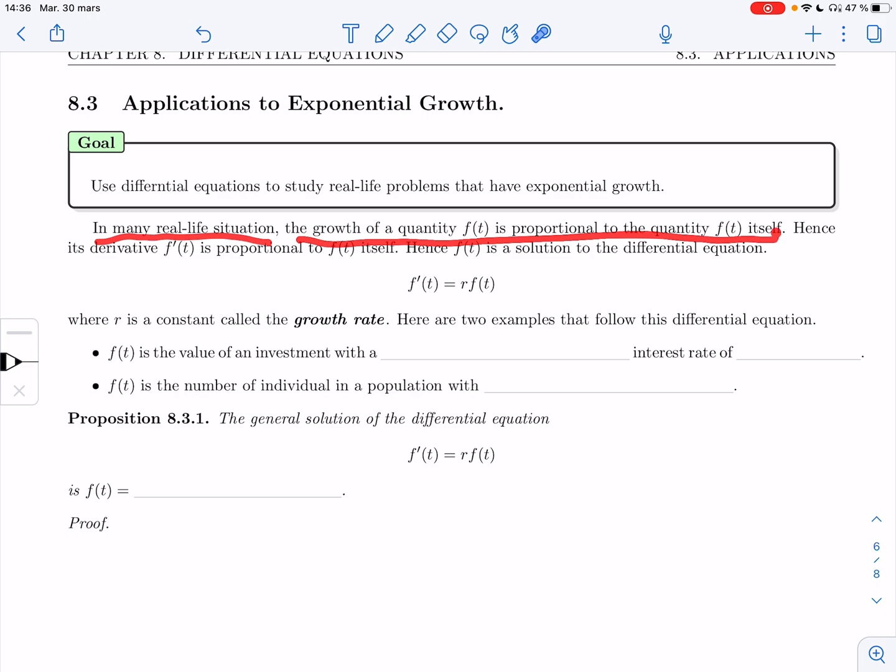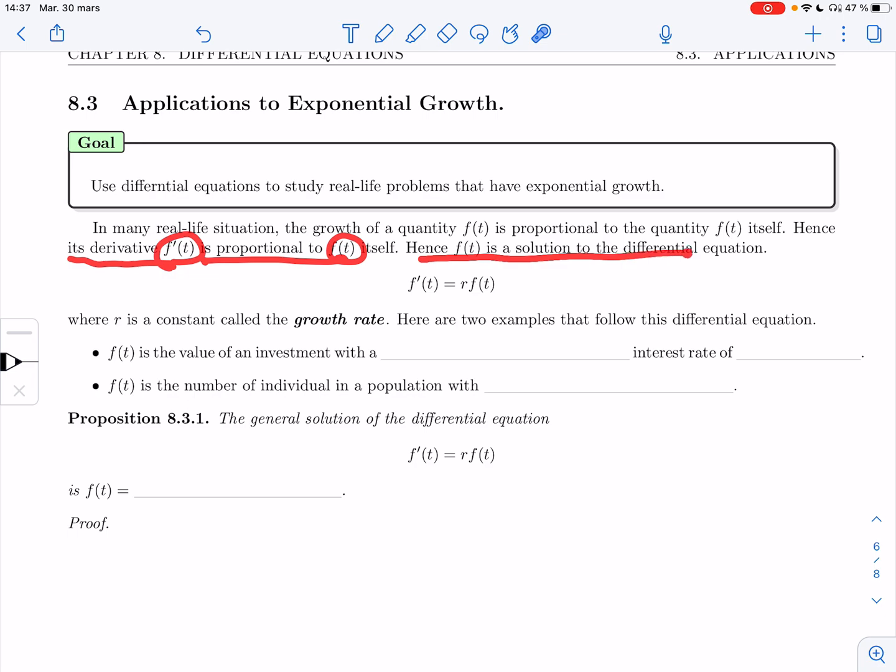itself. For example, if you invest money in a bank account, the amount that you get back from the bank will double if you double your initial value. If you multiply the initial investment by 5, then the amount of interest you'll get will be multiplied by 5 again. This is what this means. Hence, its derivative, f prime of t, is proportional to f of t itself.